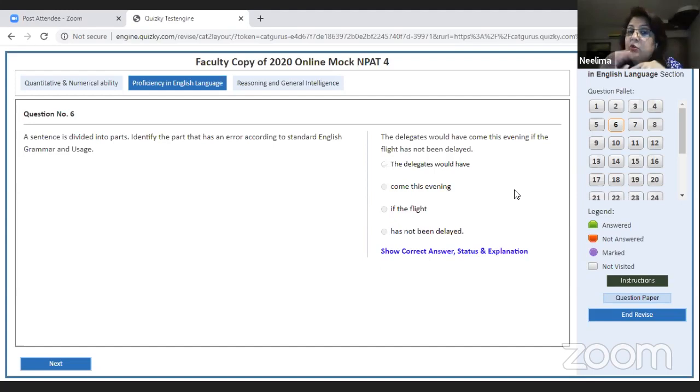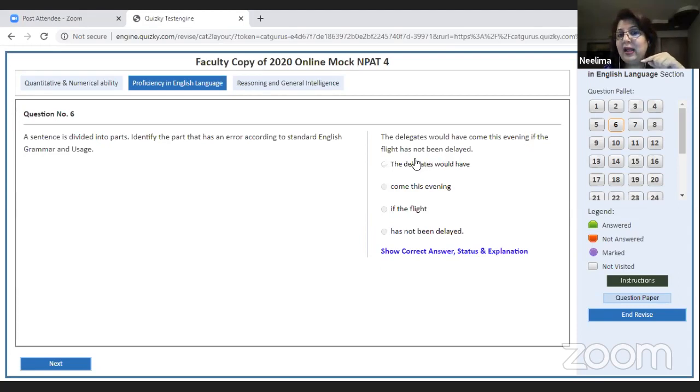So when this could not happen, that means it is a hypothetical situation. So you have to also focus here. What is the main word in this sentence? The main word here is if, and you all know if depicts a condition. It's a conditional tense we need to understand here. The delegates would have come this evening. They haven't. Would have. If, now there is a condition.